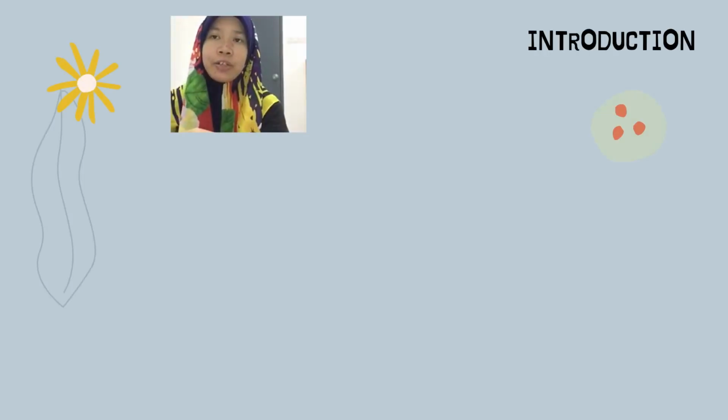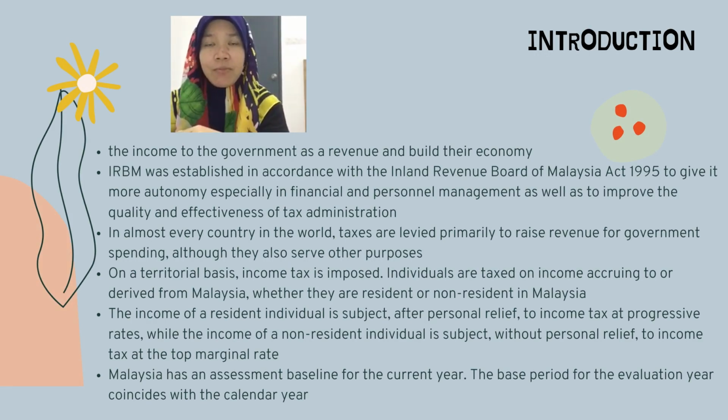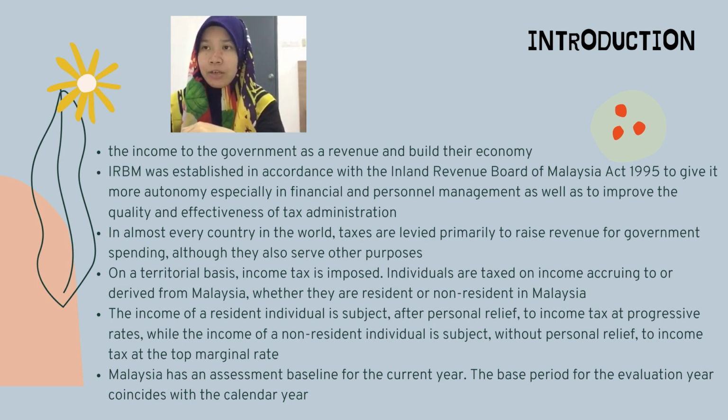I want to introduce the public taxation. In Malaysia, tax is income to the government as revenue to build the economy. There are many taxes in Malaysia, for example, income tax, business tax, petroleum tax, and stamp duty. The Inland Revenue Board, which is IRB, is the main revenue collecting agency under the MOF.